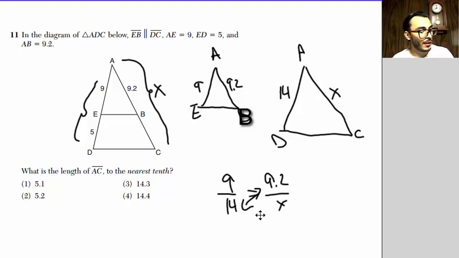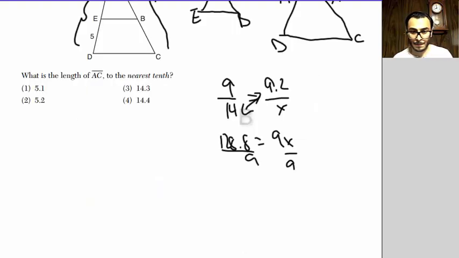We got 9.2 times 14. Going to need a calculator for that. 9.2 times 14, we get 128.8. 9 times X is 9X. Divide both sides by 9. 128.8 divided by 9, we get approximately 14.3 to the nearest tenth.